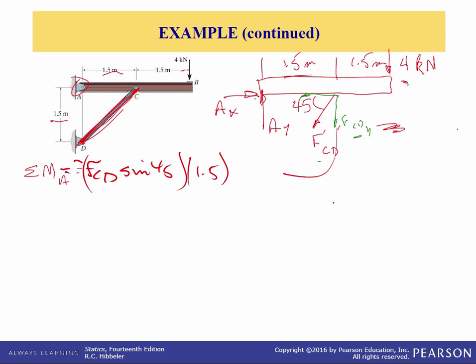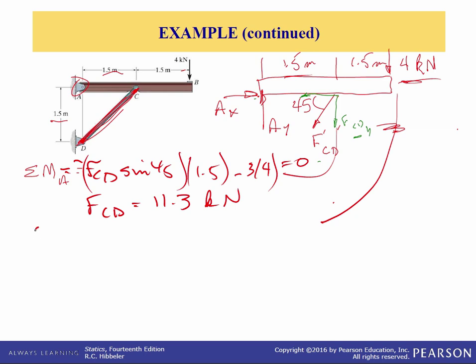And then we have the 4 kilonewton load here. It also wants to rotate this way, so its moment is also negative, and it's 3 meters away, so that's minus 3 times 4. And all that is equal to 0. And from that you can solve directly for FCD. You get 11.3 kilonewtons.